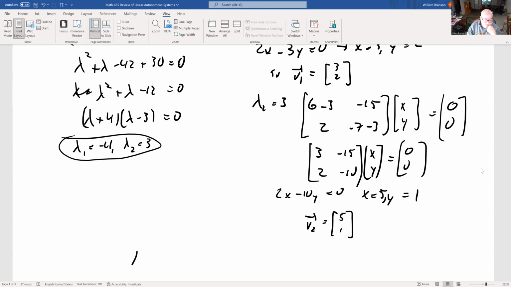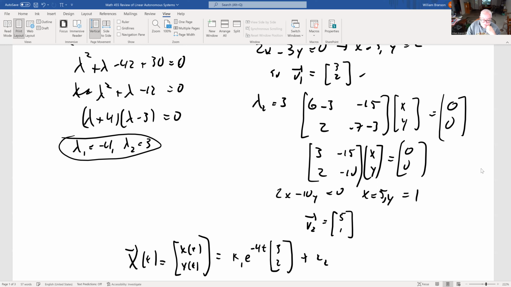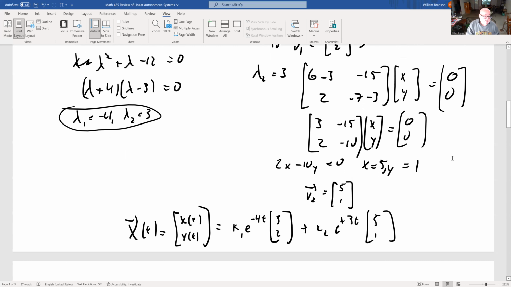And the solution to this is x of t is k1 e to the minus 4t times v1, which is (3, 2), plus k2 e to the plus 3t times (5, 1). And k1 and k2 depend on what your initial conditions are. You can remember that having one of each of these, one positive, one negative, means that we have a saddle.